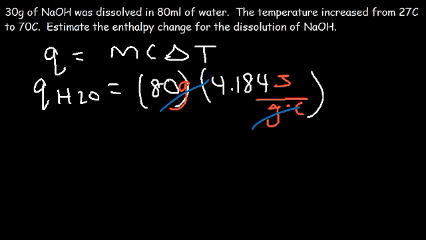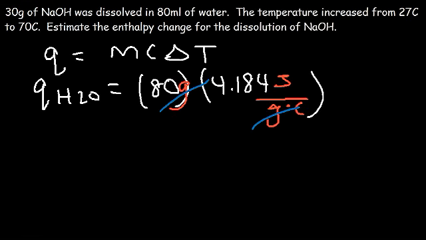You need to understand what the specific heat capacity is, what it represents. It is the amount of energy needed to heat up 1 gram of a substance by 1 degree Celsius. So in the case of water, it takes 4.184 joules of heat energy to heat up 1 gram of water by 1 degree Celsius.